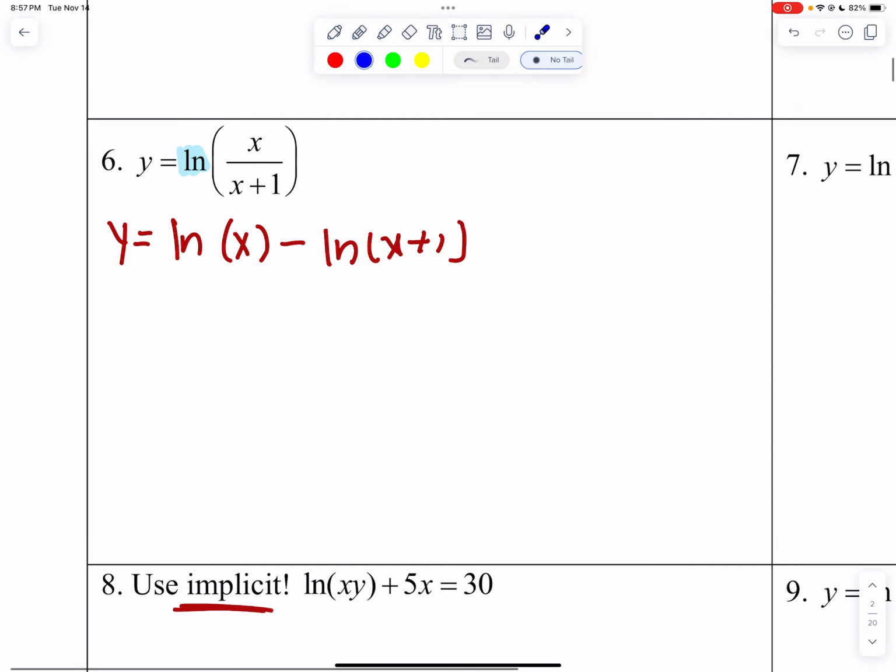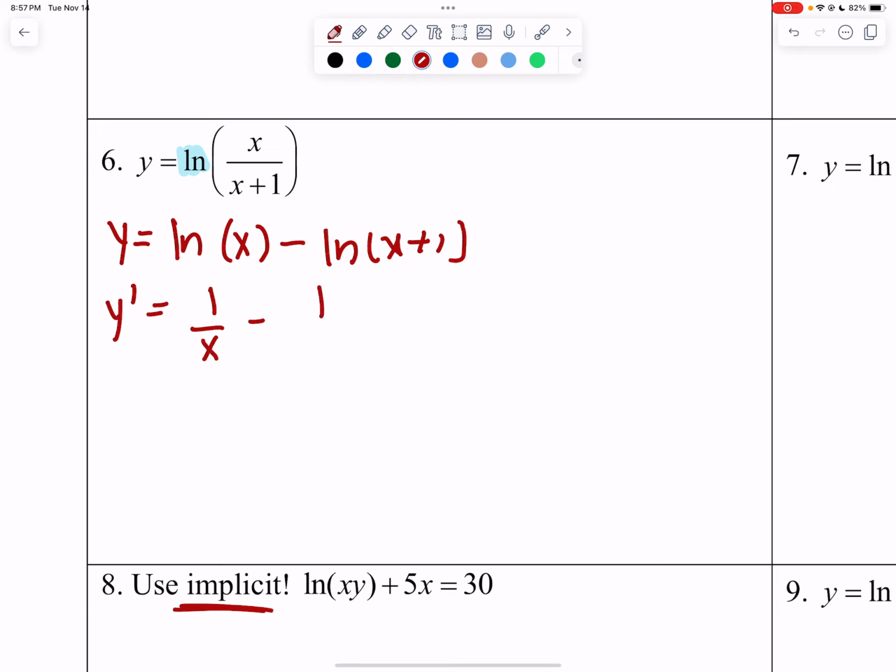So here, we have y is equal to ln of x minus ln of x plus 1. So I have y prime is equal to 1 over x minus 1 over x plus 1. And that's it. You can simplify this. I'm choosing not to. There it is.